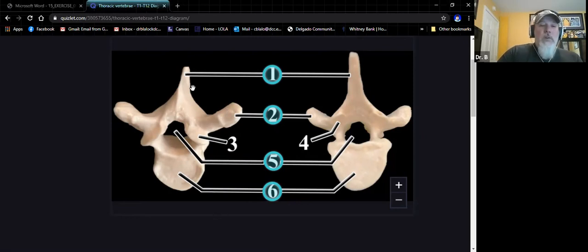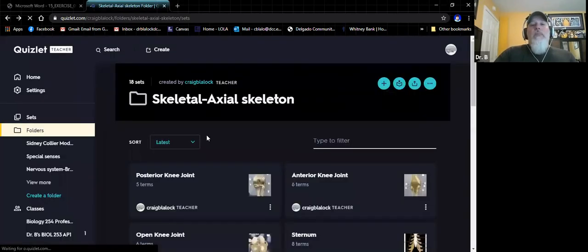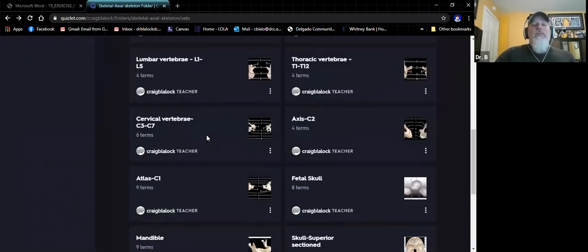So because there are 12 thoracic vertebrae, that will help you remember there are 12 pair of ribs because each vertebra has a pair of ribs. And then number 5 in the middle, again, that is our vertebral foramen. Don't worry about number 3 and number 4 on these. So that takes care of our lumbar and our thoracic vertebra, okay? So it's pretty easy to tell the difference between the two.